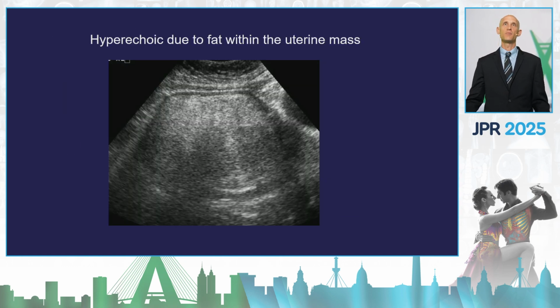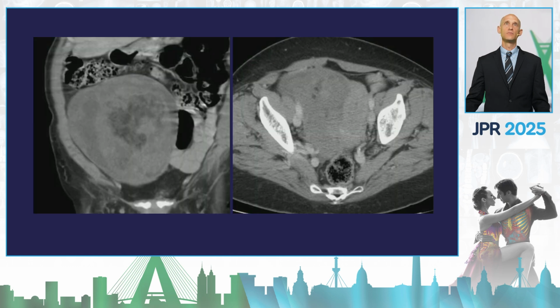Okay, so here's an example at ultrasound. Notice we have a uterine mass. It's very hyperechoic. That's because of the internal macroscopic fat. Okay, here's another example. This is a large subserosal fibroid. It has a nice claw sign with the uterus. Notice that there's a large area of macroscopic fat within this mass, confirming that this is a lipoleiomyoma.